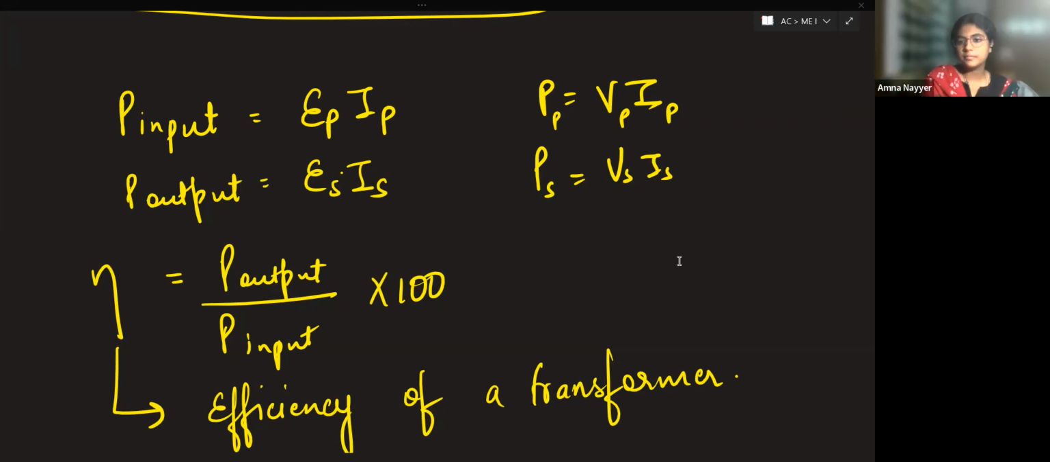Is this clear? Transformer is a very small and easy topic from this whole chapter, alternating current. Did you understand or not?